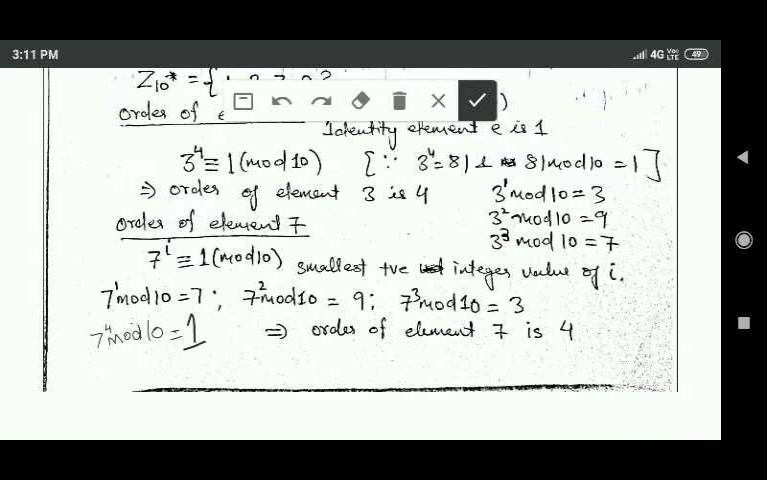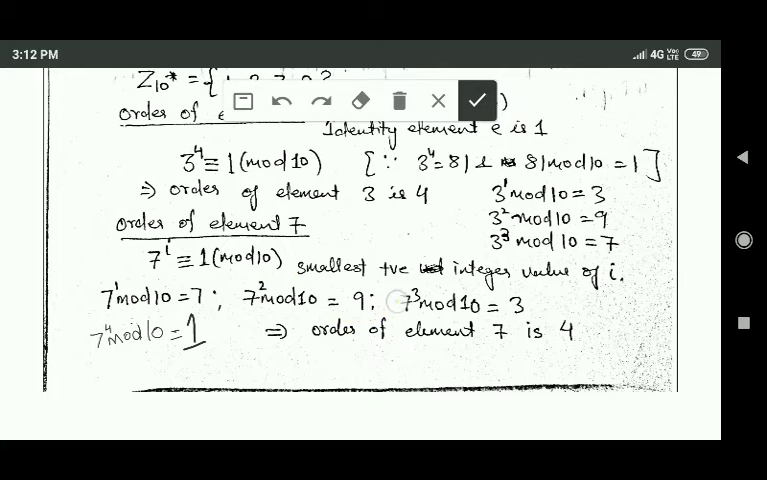The order of element 7 in this group is the smallest positive integer value of i which satisfies the equation 7 raised to power i is congruent to 1 mod 10. When i is equal to 1, 7 raised to power 1 mod 10 is equal to 7. Therefore, i equal to 1 does not satisfy this equation. Then we try i equal to 2. 7 raised to power 2 mod 10 is 9, so 2 also does not satisfy this equation.